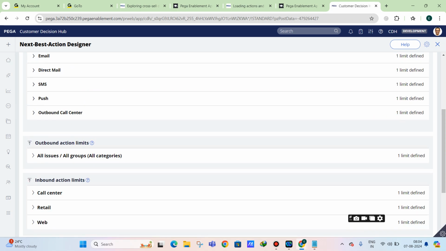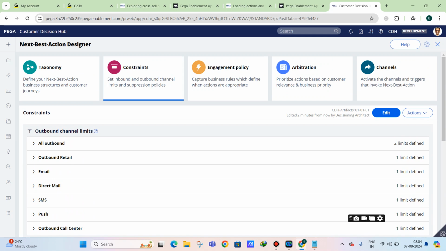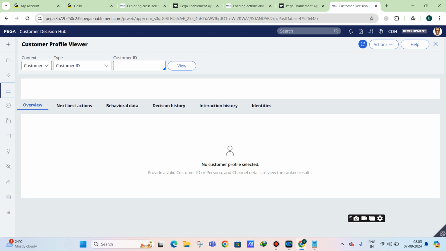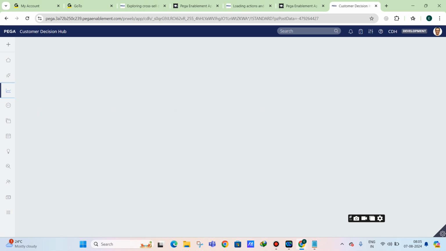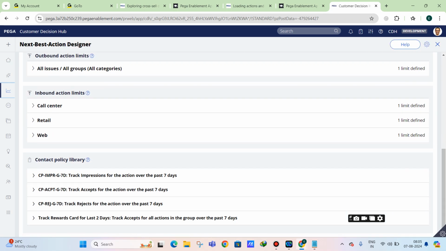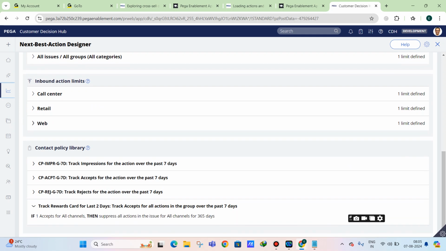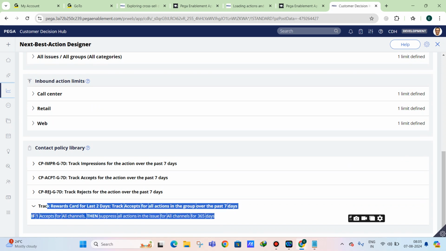So you need to check the interaction history. In the interaction history of that particular customer, maybe the customer has accepted that offer, or has accepted one of the actions in that group. Then you need to say that since we have the suppression rules in place, if the customer has accepted the standard card also, we are restricting the rewards card from being sent to the customer, because that is how the suppression rules are set. Suppression rules allow you to suppress the actions, or all the actions in a group, or all the actions in an issue, based on the customer behavior.